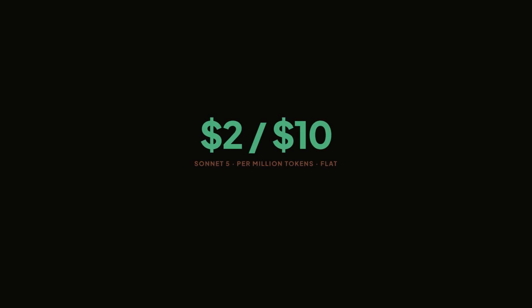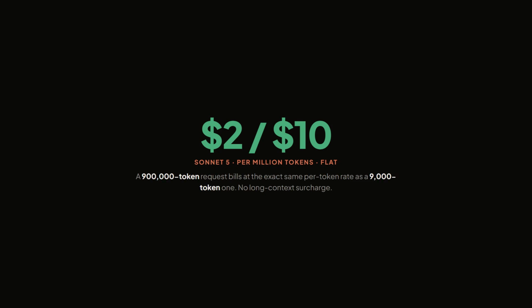The pricing might be the most underrated part of this. There is no long context surcharge. A 900,000 token request bills at the exact same per token rate as a 9,000 token one. Sonnet 5 runs $2 in and $10 out per million tokens. Whether you're sending it a paragraph or an entire book, Anthropic removed the financial reason to hold back.